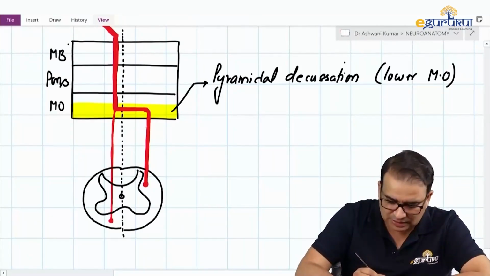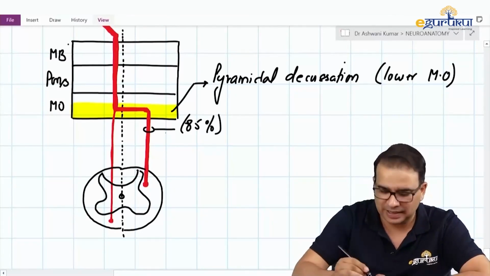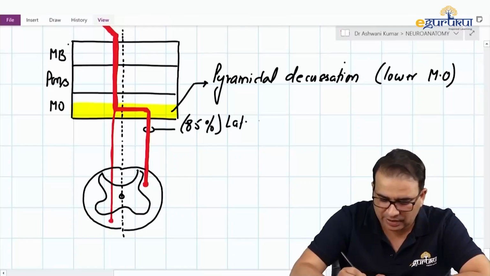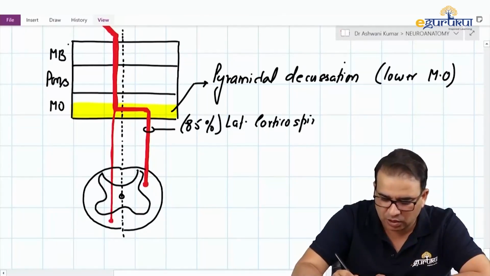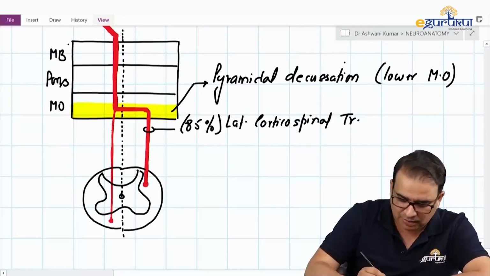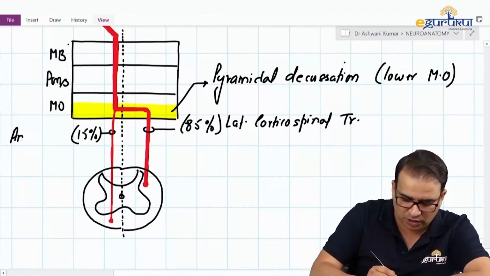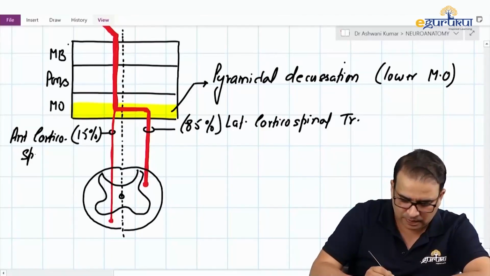What is the result of this decussation? Let me stick to one number: 85% of fibers are decussating to the other side, and they're giving rise to the lateral corticospinal tract. They're coming from the cortex, going to the spinal cord. The remaining 10 to 15%, let's go with 15%, run on the same side, and that is the anterior corticospinal tract.